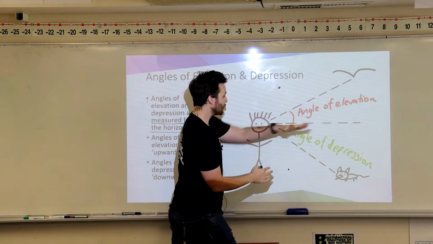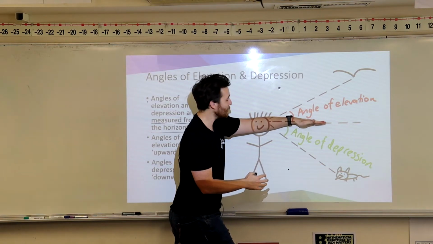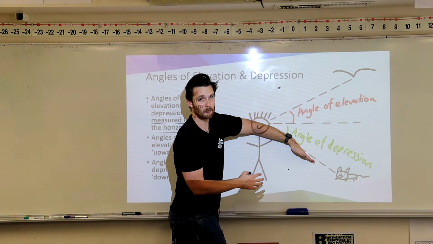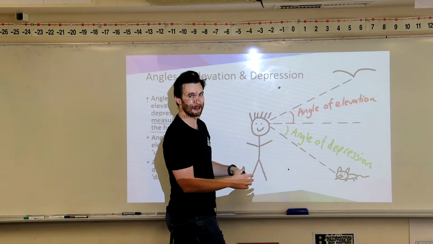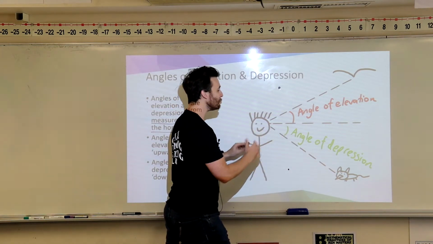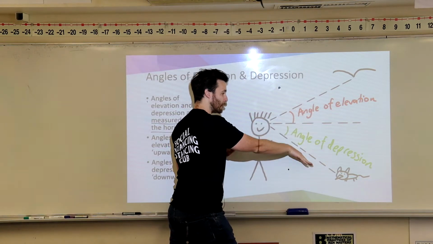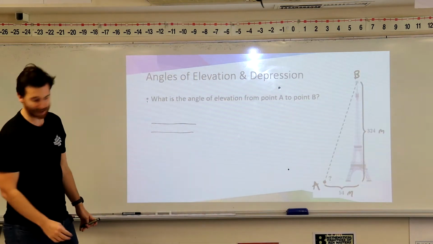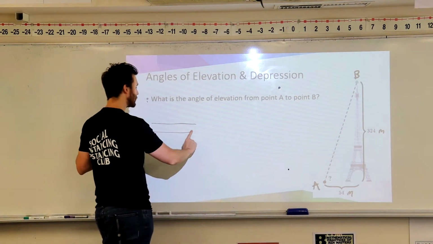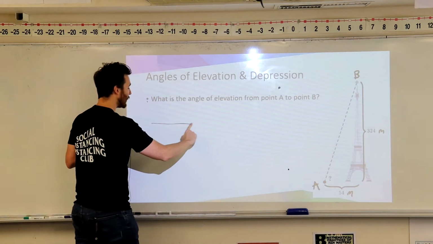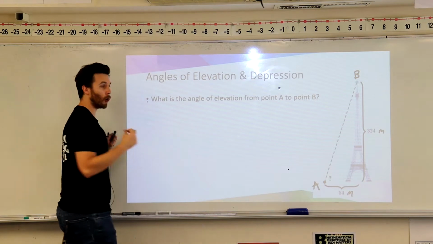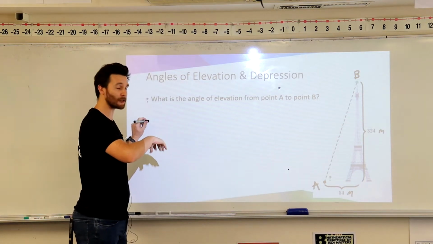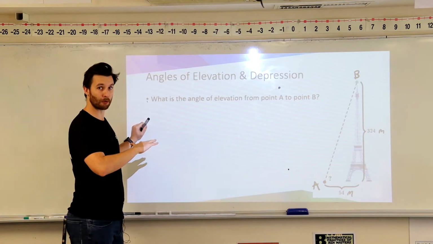Angle of depression, starting from the horizontal again, but looking at what angle we'd need to look down towards the rat or marsupial or whatever is in the illustration there. But it's really important that you measure it from the horizontal. Okay, so what does that look like when we apply it to some practical problems? This is where we combine this with the knowledge that you already have of trigonometry, in this case the tangent ratio, to solve some problems.